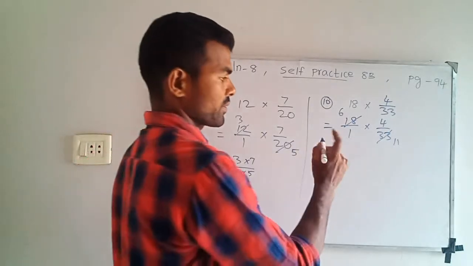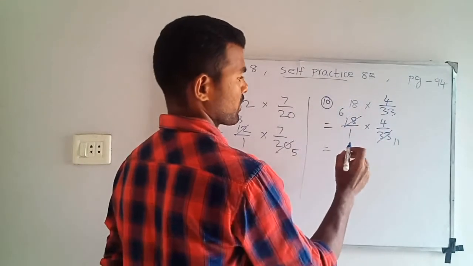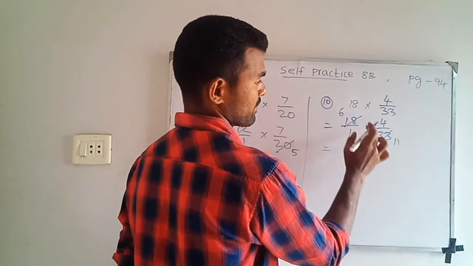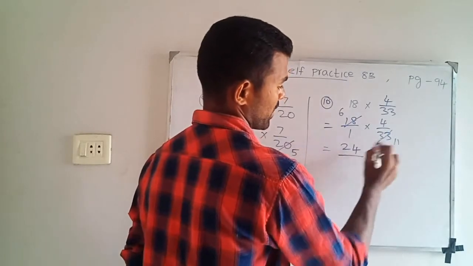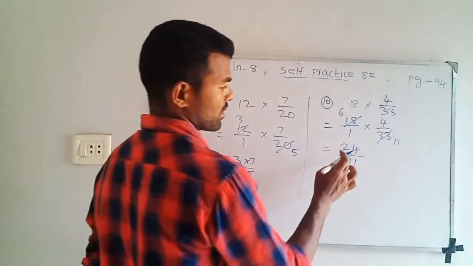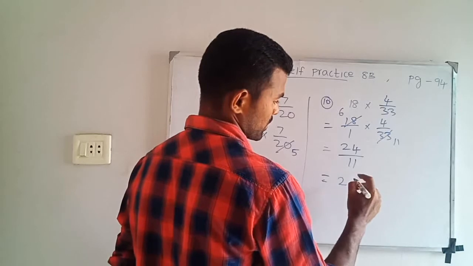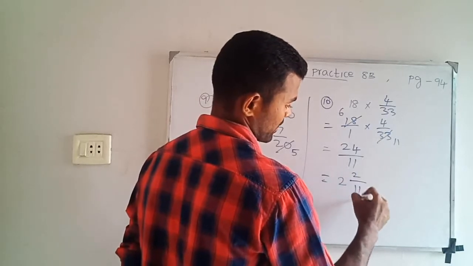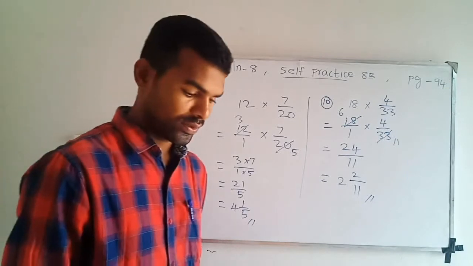Is there any other common factor? No. So multiply the numerator. 6 multiply 4, how much? 6 4s are 24 by 1 multiply 11, which is 11. So at last divide 24 by 11. 2 times 11 is 22, and 2 by 11 is the answer.